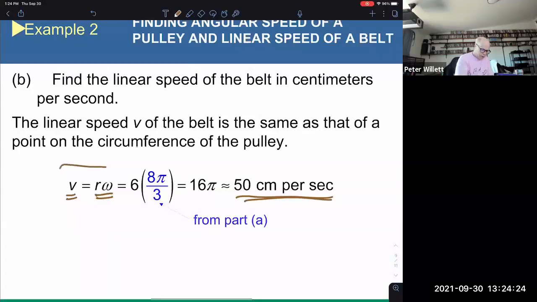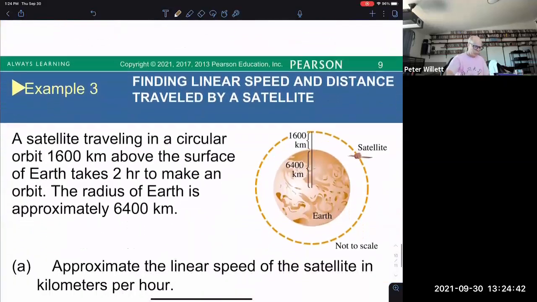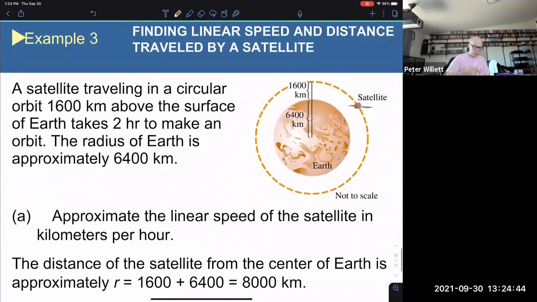And again, this formula came from our table that we had in the very beginning. So if you know w and you know r and they want the linear speed, you just multiply angular speed times radius to get linear speed. And there's one more to take a quick look at to finish up.